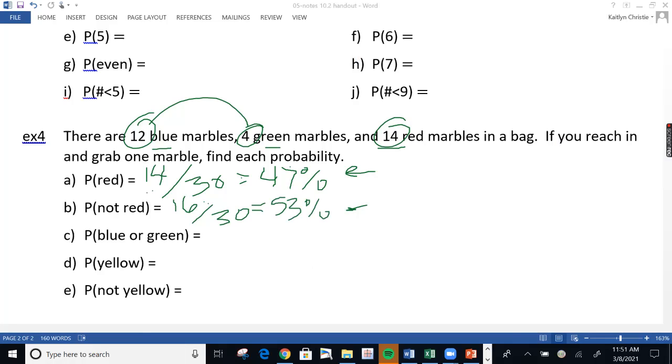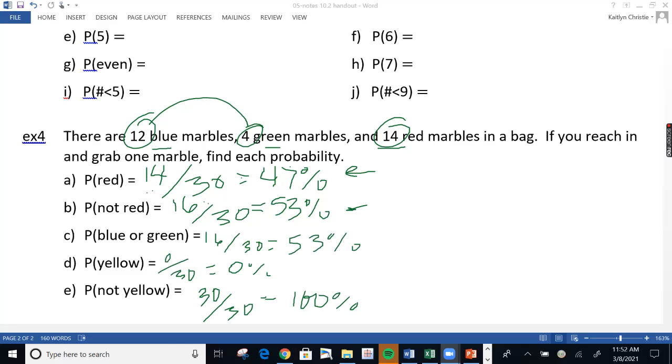So I want you to try these next problems on your own. Find the probability of blue or green, find the probability of getting yellow, and find the probability of getting not yellow. Pause the video and try that out.